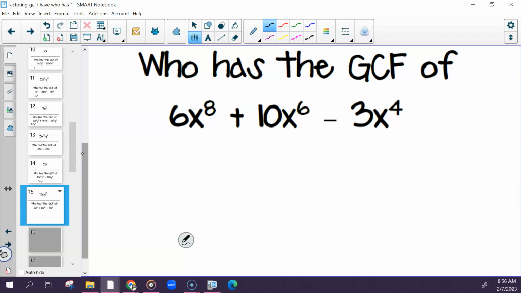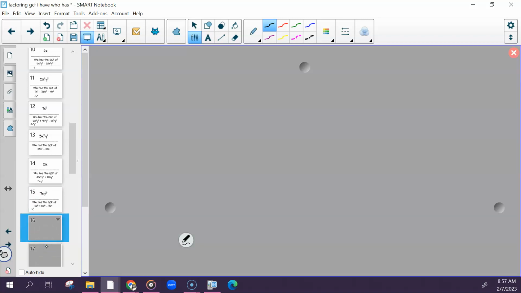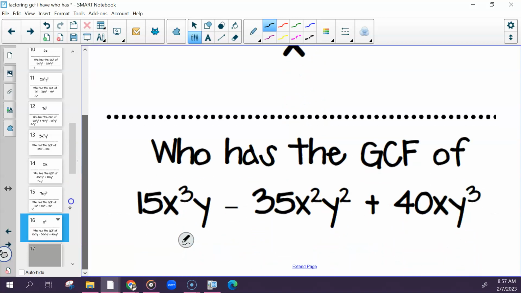What do these have in common? Any numbers? So they do have x's. How many x's do they have in common? 4. So if you have that, you are up next. Go ahead and do yours. 15x.